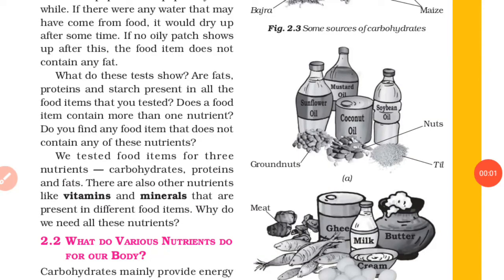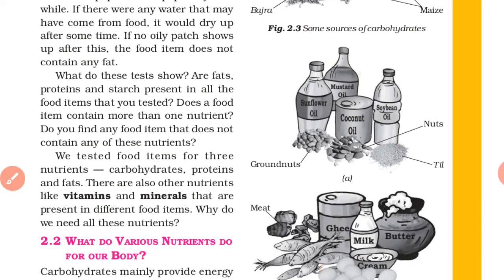Now besides these three nutrients, that are fat, protein and starch or carbohydrate, there are also vitamins and minerals, but the tests are not given in your book to check their presence, so we will not go through them.